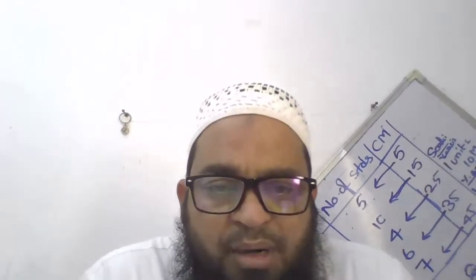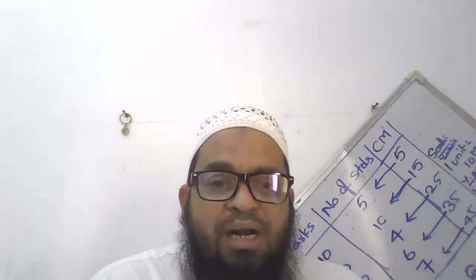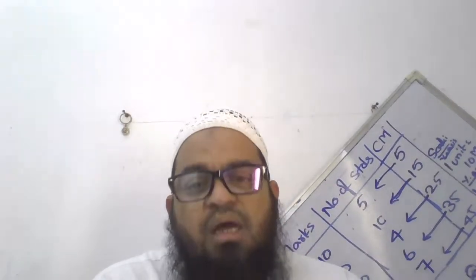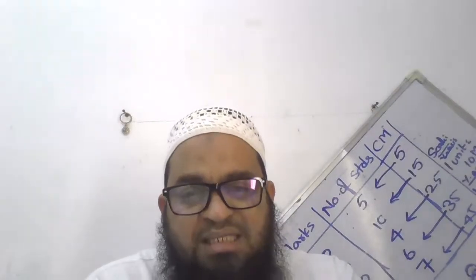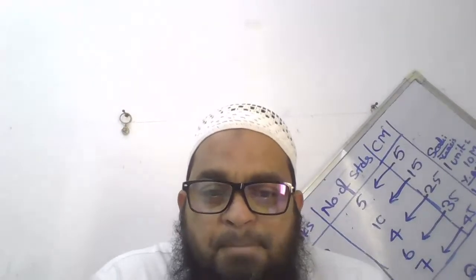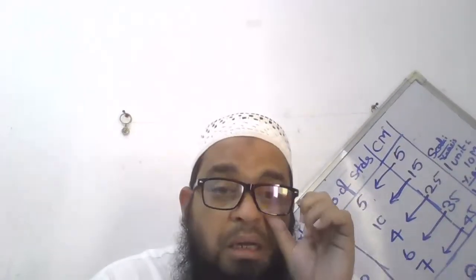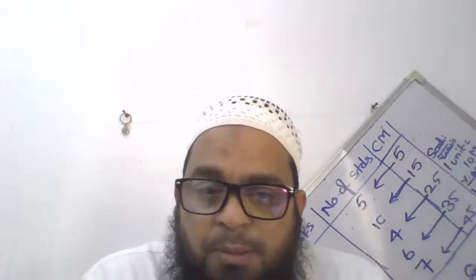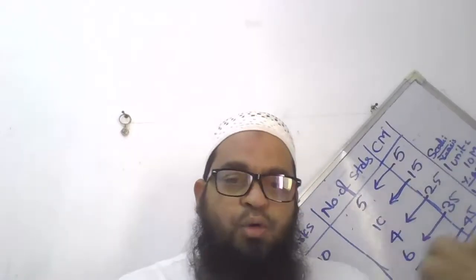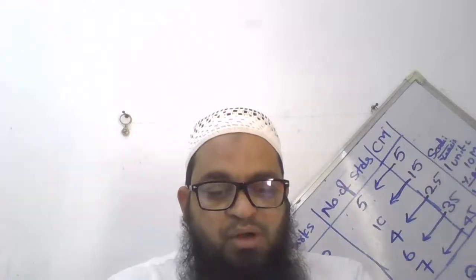If the lower limit of a class is 15, listen carefully. If the lower limit of the class is 15 and the class size is 10, so what will be the upper limit? Lower limit plus class size is equal to upper limit, right? So it will be 25. Very good.